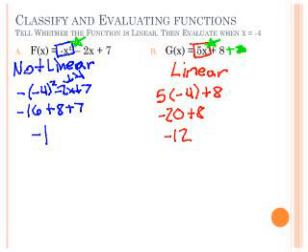Look for those x values. If you add squares, cubes, x to the fourth, it won't be a linear function. You can only have a single x term in there. You can have multiple of those x's as long as they're not being multiplied together. You need a single x. That 5 out in front doesn't change anything from it being a linear function.